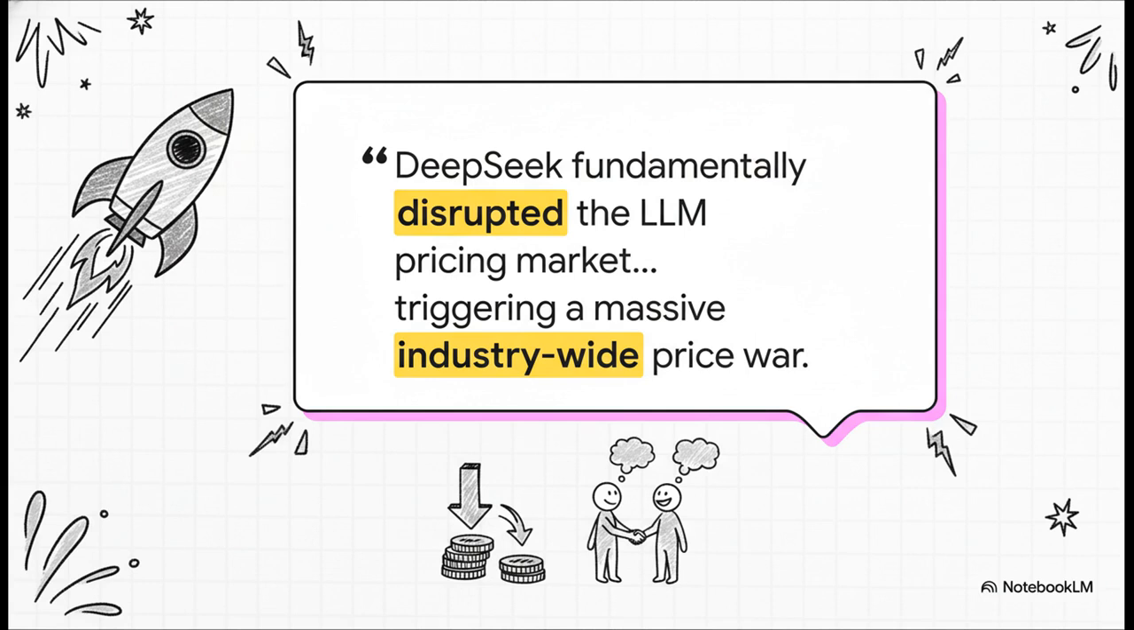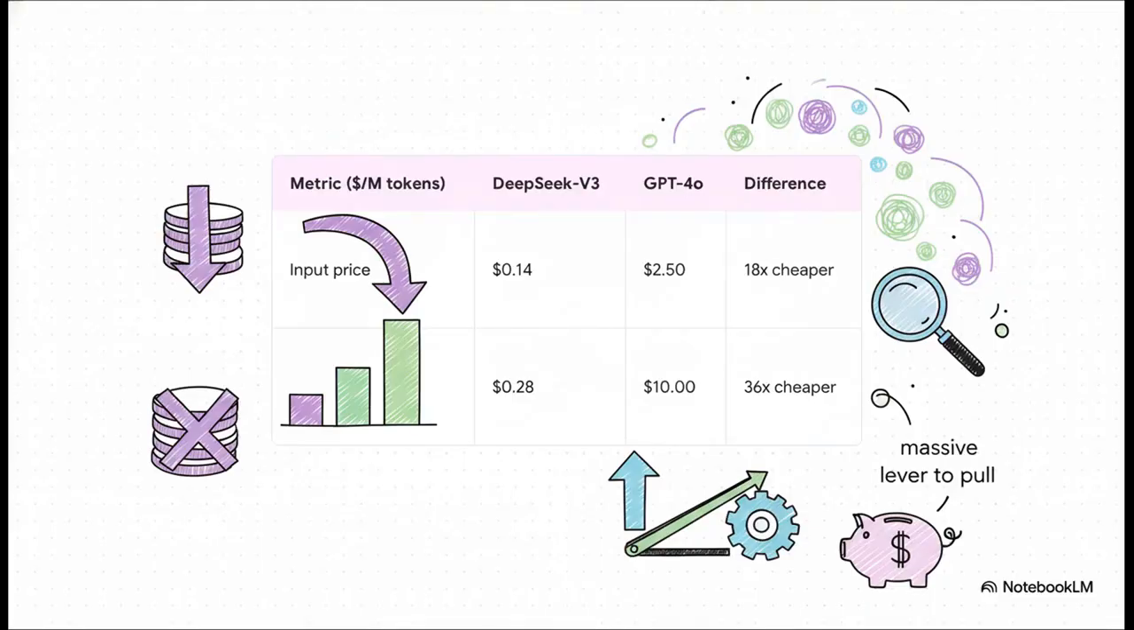For us developers, it's been amazing. I mean, just look at these numbers. They're wild. Compared to GPT-4o, DeepSeek is 18 times cheaper on input tokens. And on output, it's a mind-blowing 36 times cheaper. Let that sink in. For certain tasks, that's a potential 95% cost reduction just by choosing a different model. That isn't just a lever you can pull, that's a giant emergency savings button.